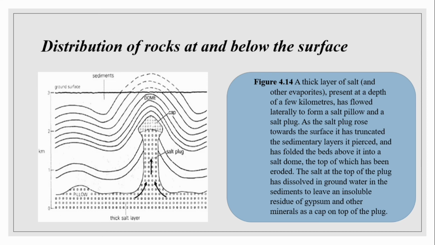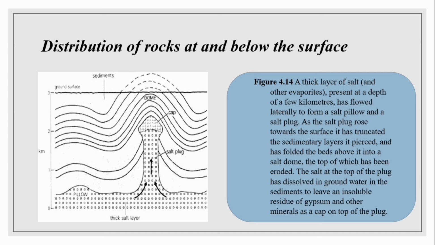Next, salt and evaporites have flowed laterally to form two salt plugs and a salt pillow at a depth of a few kilometers in figure 4.14. During the rising of the plug towards the surface, the sedimentary layers it penetrated were compressed. In addition, the beds above it have been rearranged into a salt dome, the top of which has been eroded. As the sediments beneath the plug dissolve the salt at the top, it also dissolves in the groundwater. This resulted in the creation of an insoluble cap of gypsum and other minerals on the top of the plug.